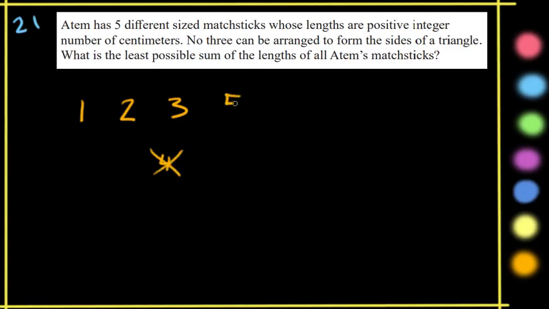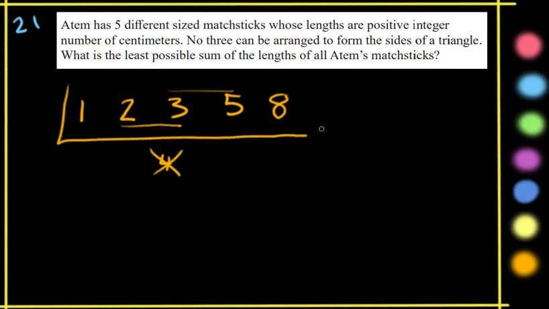What if we add a 5 in? That's fine because no pair of these 2 is bigger than 5. And you might spot the pattern. You just take the 2 biggest, you add them up. That'll be the next one you can add in. So adding 2 and 3 gives us 5. Adding 3 and 5 gives us 8. And now we have 5 matchstick lengths, no 3 of which can form a triangle.